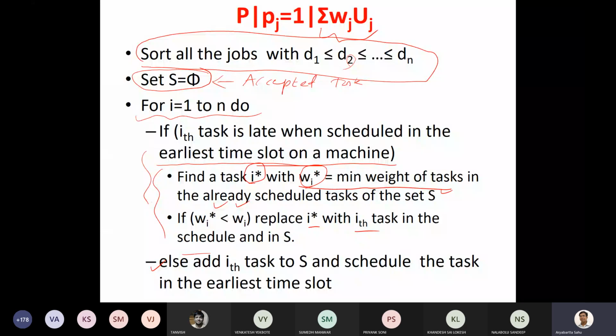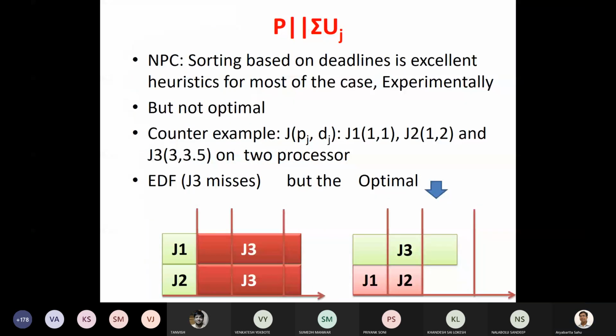So this problem is P|pj=1|ΣWjUj. What is the current problem? What is the problem? So P, M identical processors, number of late jobs. Minimizing the number of late jobs, and execution time is arbitrary. Okay, and this is a very difficult problem. If execution times are arbitrary, then this problem is very difficult.